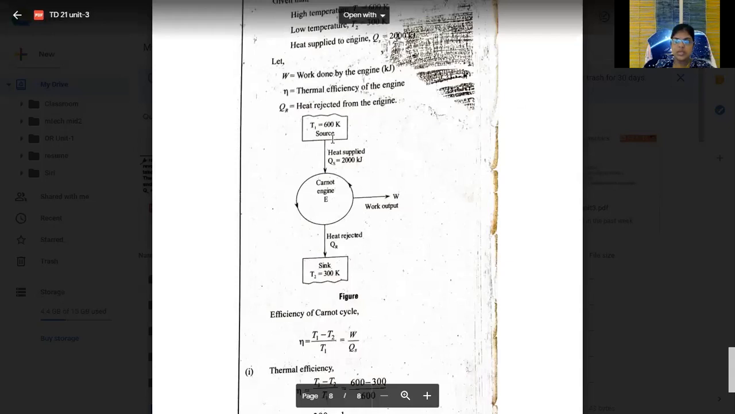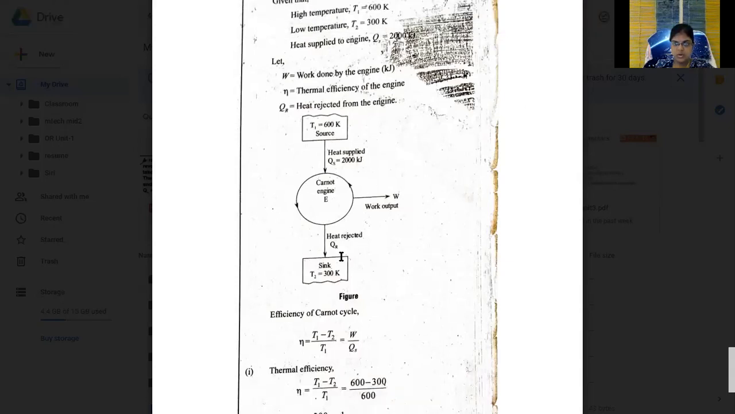So for the source, higher temperature, and the sink, lower temperature, we consider a Carnot engine, and definitely our engine gives a work done. At the source T1, heat is supplied. At the sink, heat is rejected. Heat is taken from the source, that is heat supplied, and rejected to the sink. So already Q heat supplied is 2000 kilojoule. We don't know the value of heat rejected, and we are going to calculate it.